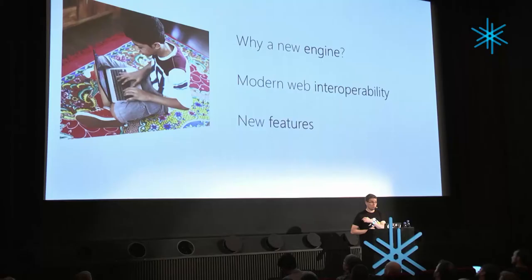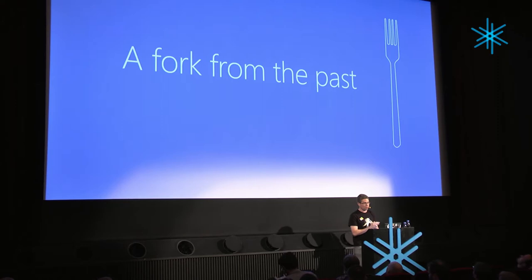So let's start with why we really needed to build a new engine, and then we will see the work we've done around interoperability and the different things we tried to solve with Microsoft Edge. And finally, we will see different new features we've been implementing in our browser. So we had to do a fork from the past. So let's do a brief history.